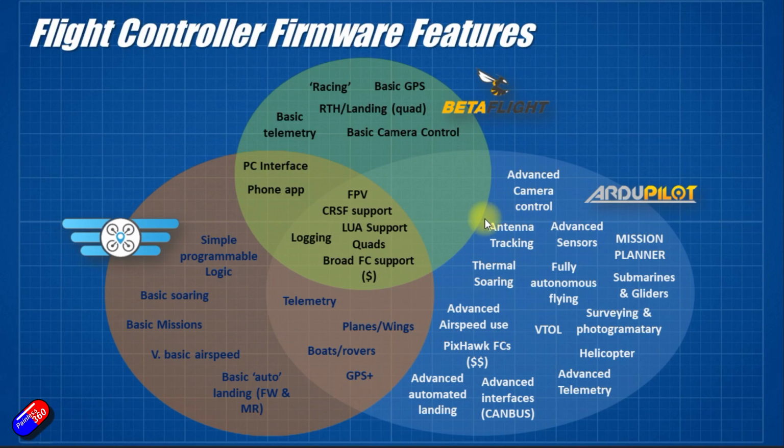You also have things like antenna tracking. Antenna tracking is absolutely part of ArduPilot. Advanced sensors, so you can have things like LiDAR, sonar, which gives you obstacle avoidance. It's all run through something called Mission Planner.